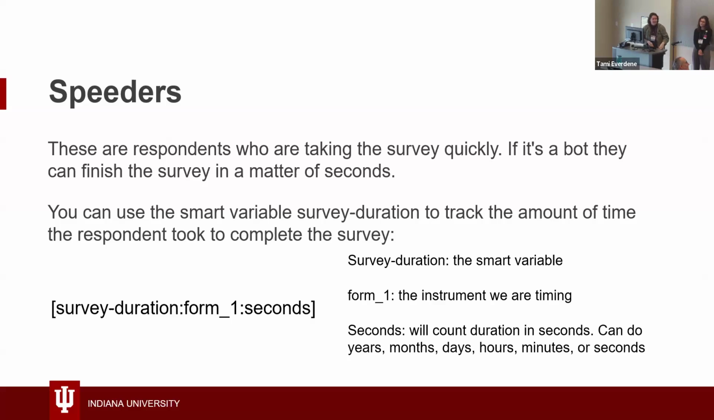So if your average and median, you have those numbers and they are a complete outlier, I would think about getting rid of them, especially if you have that with the straight lining that we talked about.